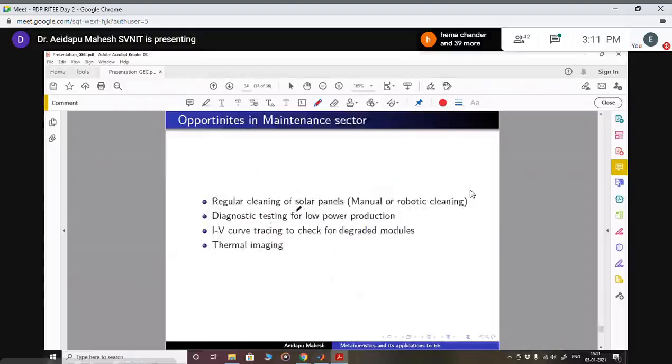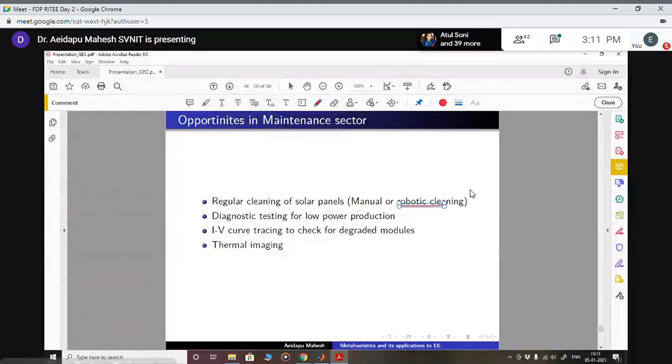In the maintenance sector, you can develop some robotic cleaning technology, because again 4,000 times 100 for a 100 megawatt plant, you'll get more than 4 lakh PV panels. Manually cleaning that many PV panels is out of the question. So we should utilize some robotics. You can develop some robotic application to clean the PV panels.